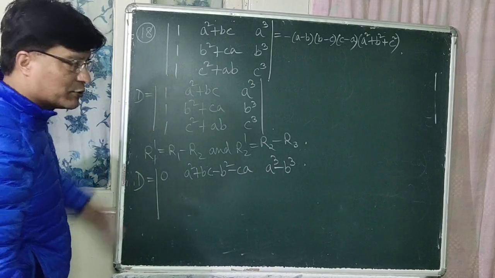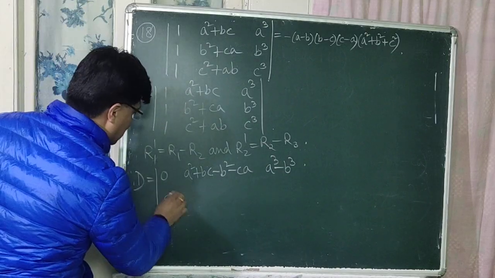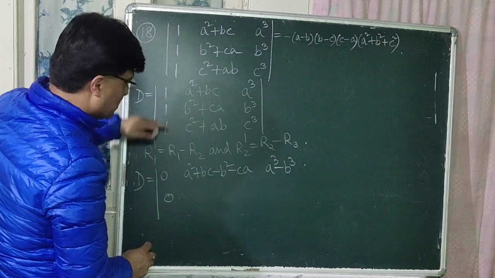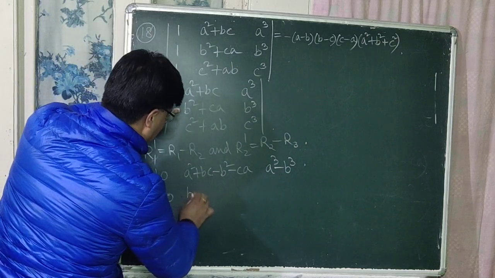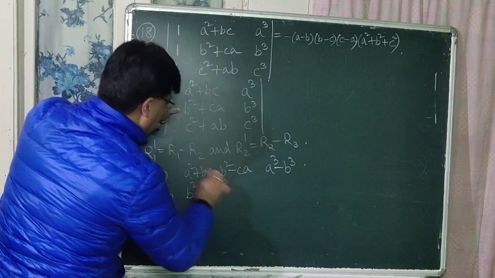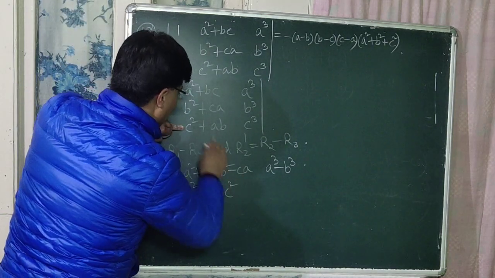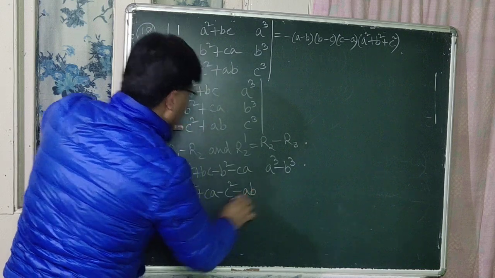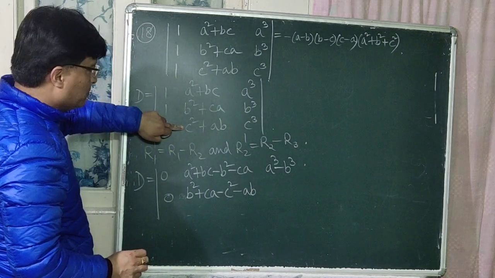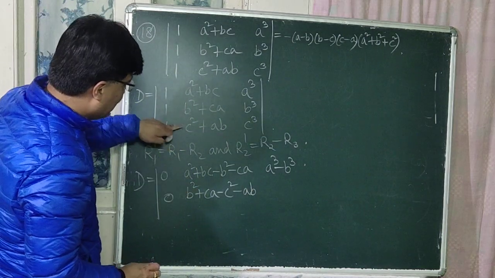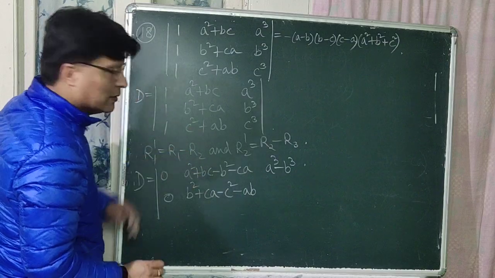Next, R2 minus R3. 1 minus 1, 0. This minus this, what do we get? B square plus CA, right? Then minus C square minus AB. ठीक छ, b square plus ca minus c square minus ab.